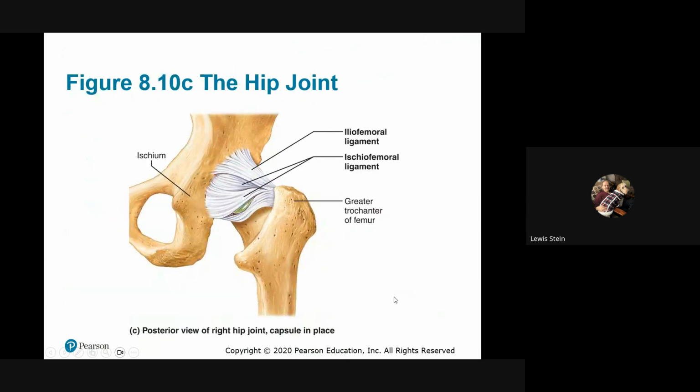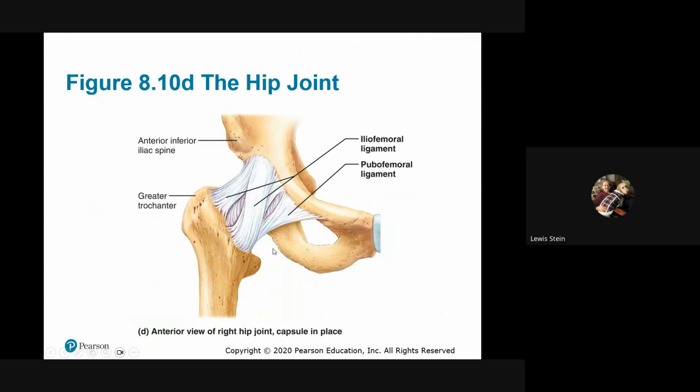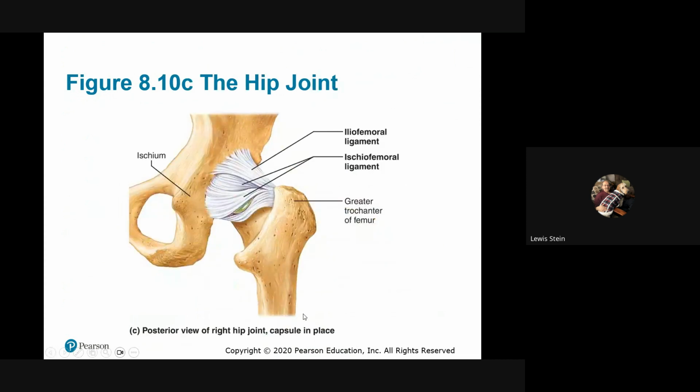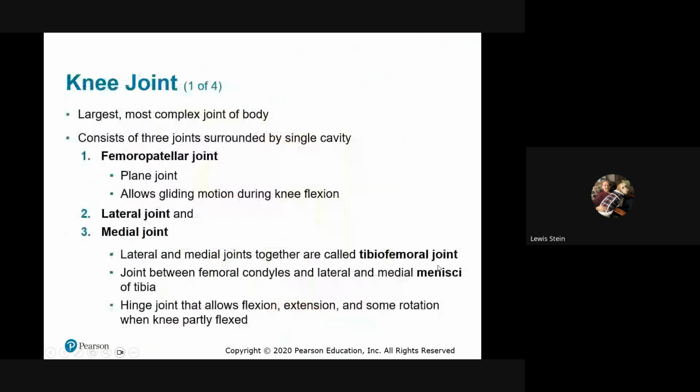I couldn't have said it any better. Ligaments both posteriorly and anteriorly play a pivotal role. It doesn't matter which way you're looking, the anterior view here or the posterior view here. So it really is held wonderfully.